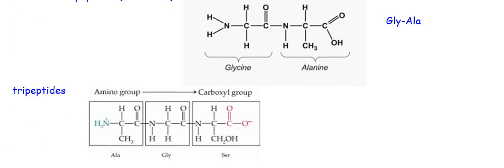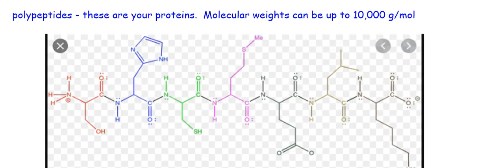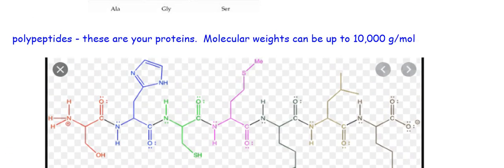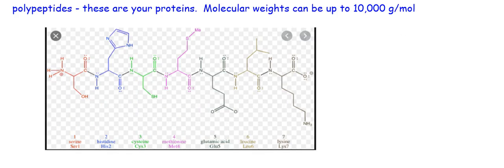Here's a tripeptide. Well, a tripeptide has two peptide linkages. Here's one, and here's the other. But I've used three different amino acids. So you might want to abbreviate this as ALA-GLY-SER, okay? And then what? Here are your polypeptides. Well, I should make this smaller, hang on. So here's a polypeptide. These are your proteins, okay?